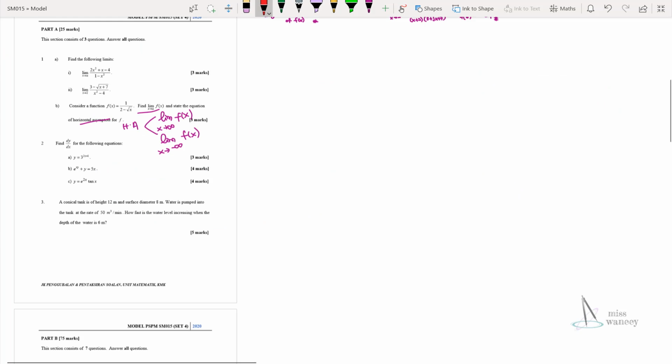Okay, so now let us answer question number 3. A conical tank of height 12 meter and surface diameter of 8 meter. So over here we have a diameter. Okay, so draw your tank first. Cone. So this is a cone. Boleh lah. Okay, so the height is 12. So starting from there, so this is supposed to be 12.